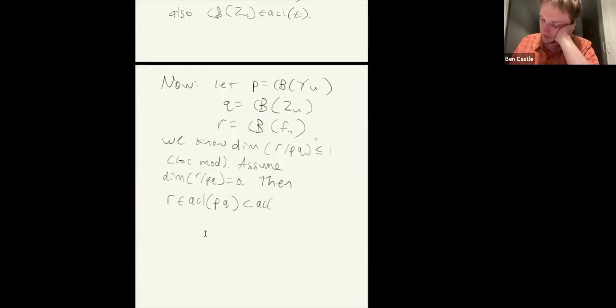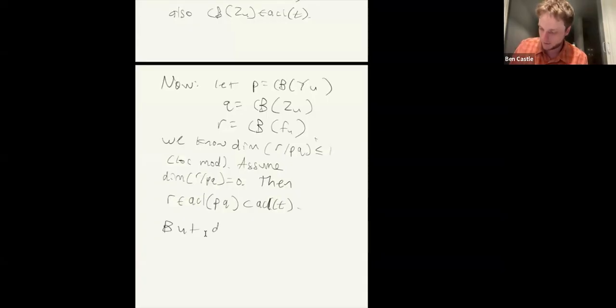R is in ACL of PQ, P and Q are both algebraic over T, right? So R is in ACL of T. So that would mean that our function, FU, the canonical base is algebraic over T. So that would mean that in addition, the function doesn't even change. Okay? And that's going to be too much because basically the original curves do change, and that's going to make the function change.